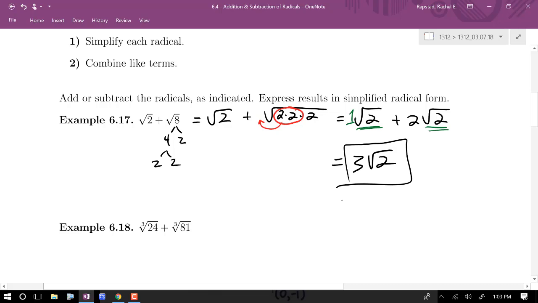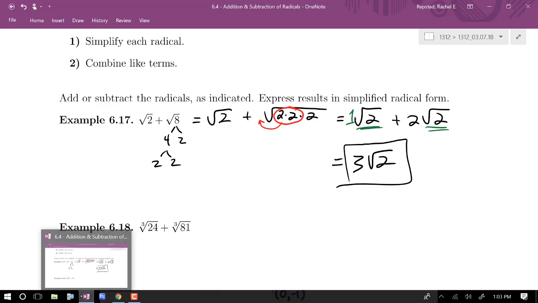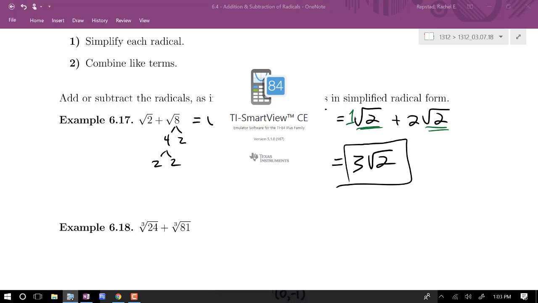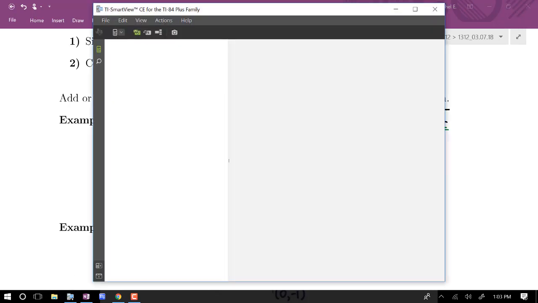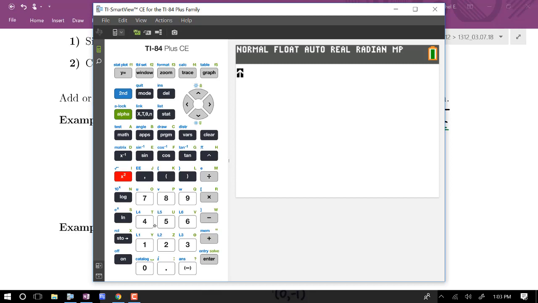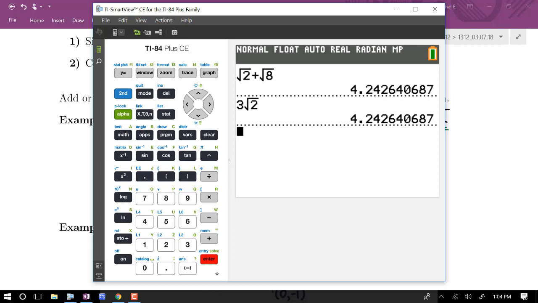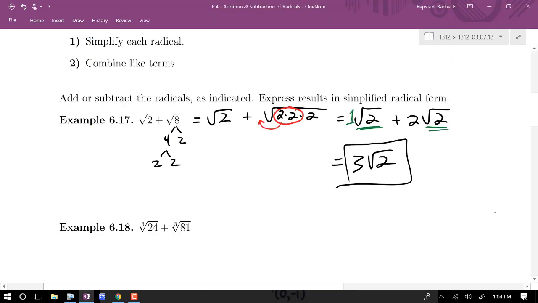Now, the nice thing about these numerical examples is we can check to see if we've done it right. So we could take root 2 and add it to root 8, and it gives me some decimal approximation, and I could take 3 times the square root of 2, and that'll give me an identical decimal approximation. So, confirmation, huzzah. I mean, we knew it, right?